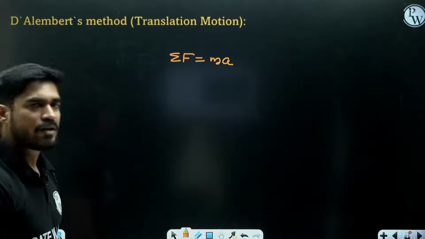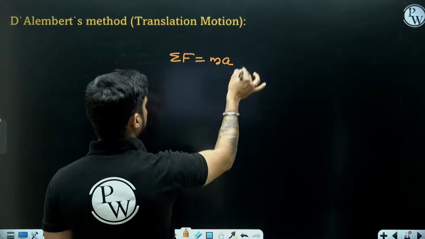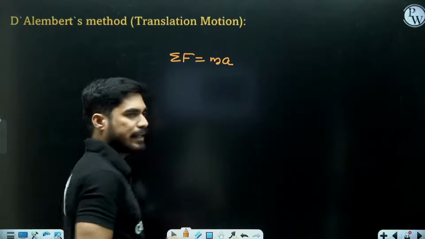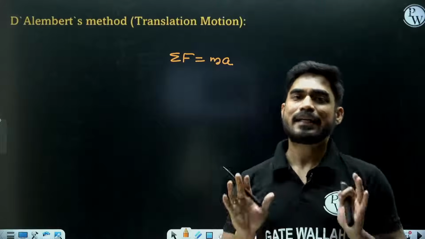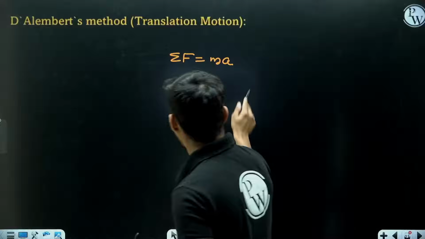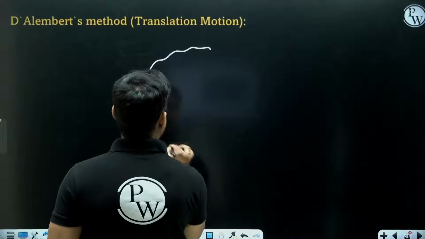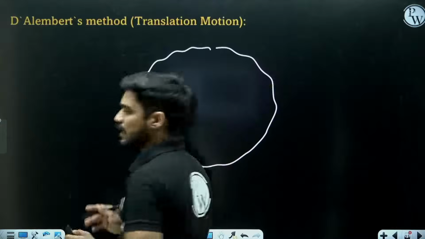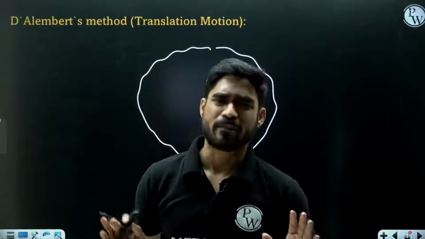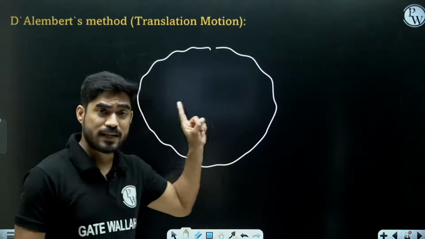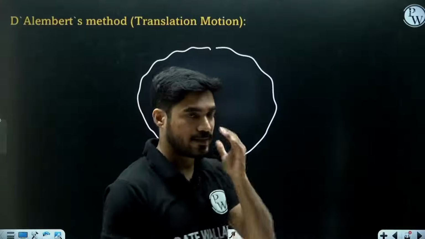But D'Alembert says that you apply an opposite force ma on the body and you can assume the body to be in equilibrium. Now, I told you that in case of particles, Newton's second law and D'Alembert's principle will both be the same. But in case of rigid bodies, it becomes a little different. How? Understand that.